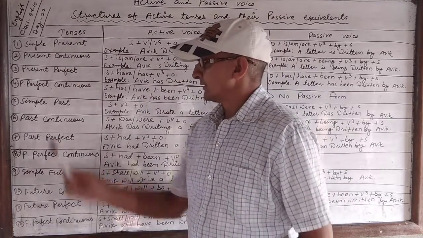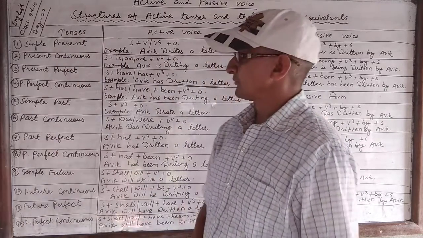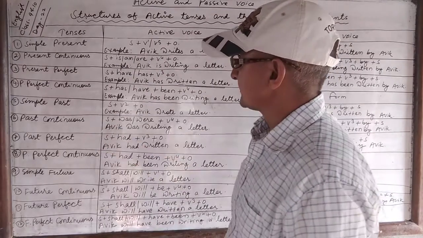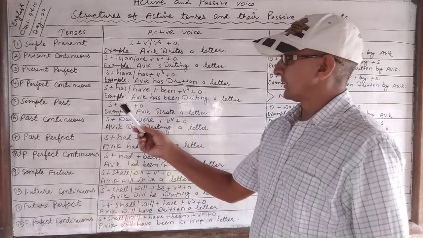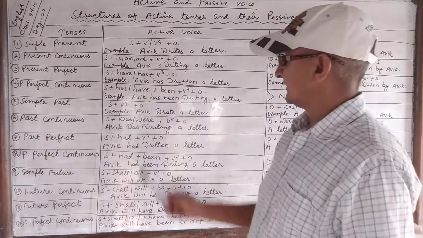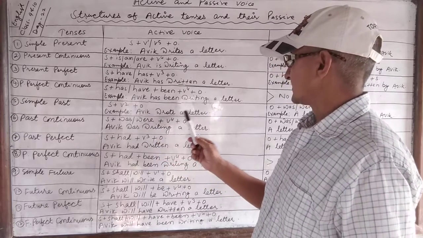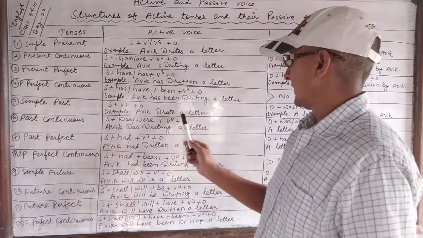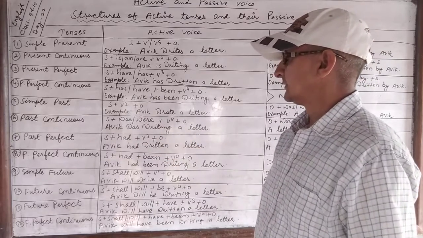Now next, past, simple past. The structure of simple past is subject plus V2 plus object. Example is Avik wrote a letter. Avik is the subject, wrote is V2 and a letter is the object.